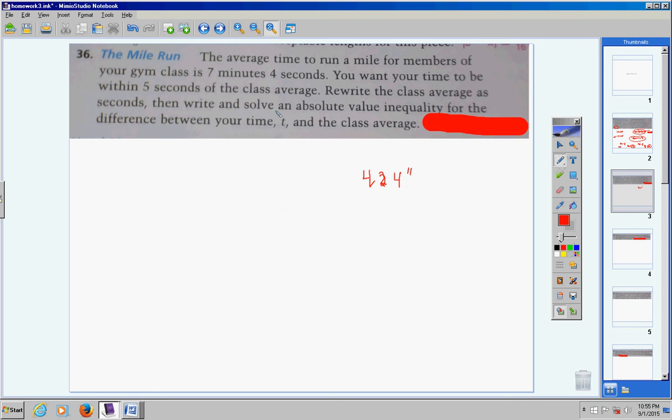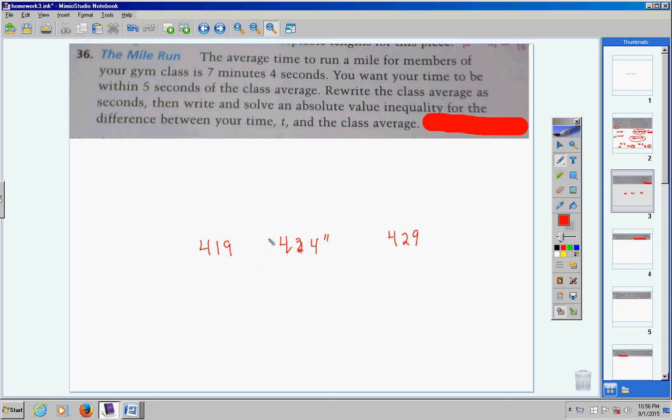Then write and solve an absolute value inequality for the difference between your time, t, and the class average. Now let's stop, breathe deeply, and think this through, okay? You said that you want your time to be within 5 seconds. So that means you don't care if your time is 429, 5 seconds more, or 419, 5 seconds faster, okay?